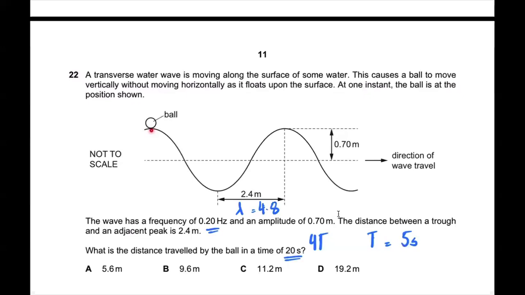So if this is where it is at time t equals 0, it would go down, then up, and then up. So in one time period, it covers 4 amplitudes. Hence, in 4 time periods, it would cover 16 amplitudes. And the amplitude here is given as 0.7. So 16 times 0.7 is 11.2 meters. All right, so the ball does not move horizontally. This is a transverse wave, just moves up and down.